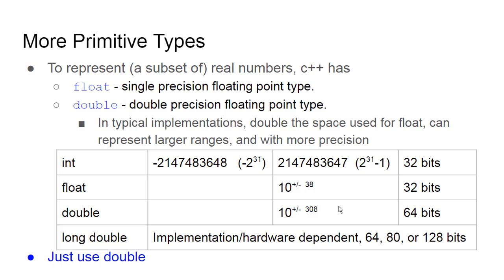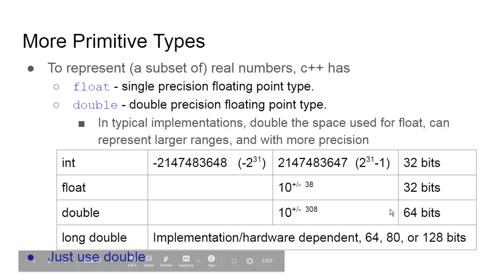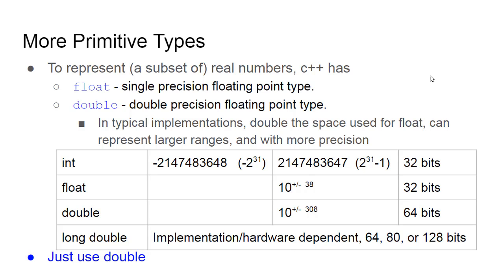And long double is also a C++ type, but its implementation is hardware dependent. So it could use either 64 or 80 or 128 bits, depending on the hardware and the compiler implementation. So my suggestion is when you need to use a floating point number or real number, just use double.